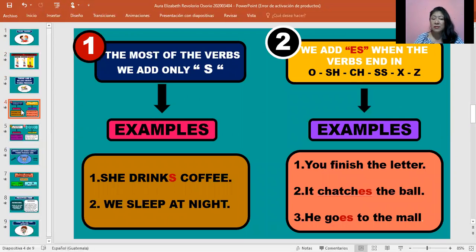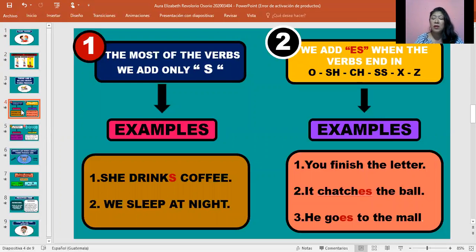Rule number 1. For most of the verbs we add only s. Example number 1, she drinks coffee. Number 2, we sleep at night. Example number 1 fulfills rule number 1. Example number 2 is different because this sentence has a subject in plural.